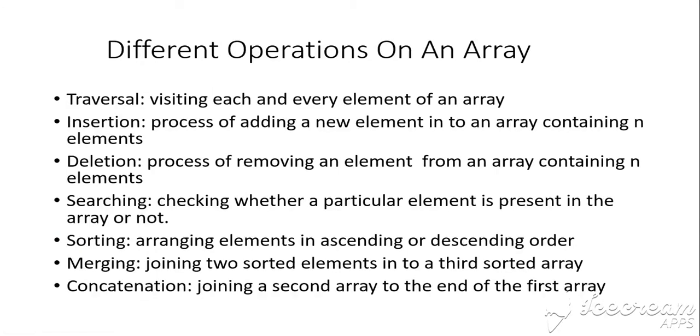The second operation is insertion. What is insertion? Suppose we already have an array and we want to add some more elements into the array. That process is known as insertion. The process of adding a new element into an array containing n elements is known as insertion. The next process is deletion, that is the process of removing unwanted items from an array. The process of removing an element from an array containing n elements is known as deletion.